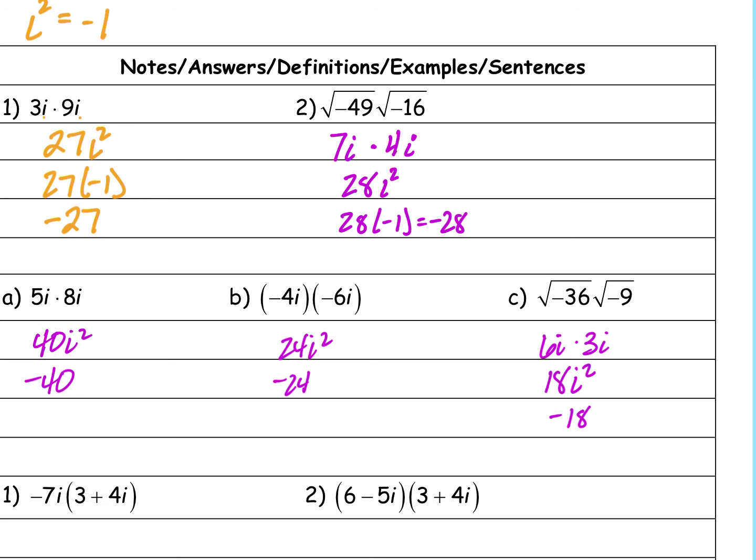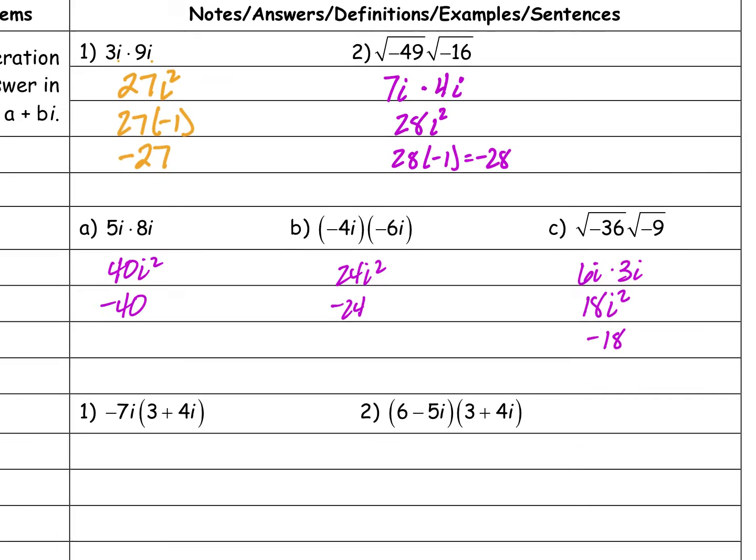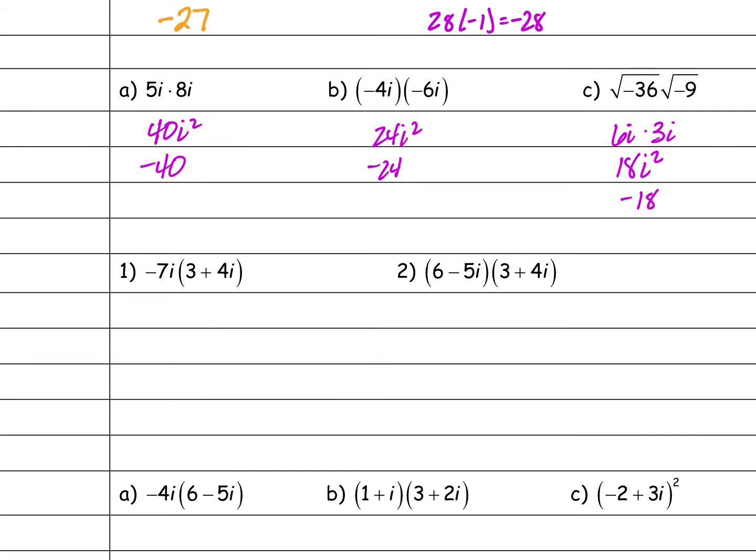Nice job, you guys. Both answers are acceptable. For 40i squared and negative 40, it's negative 40. You were just breaking it down step by step. Okay, so the next little one, we're just distributing now, right?